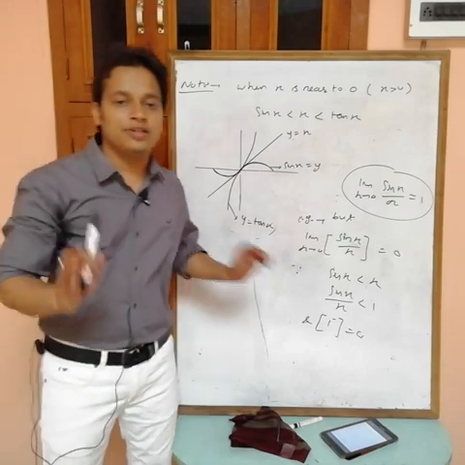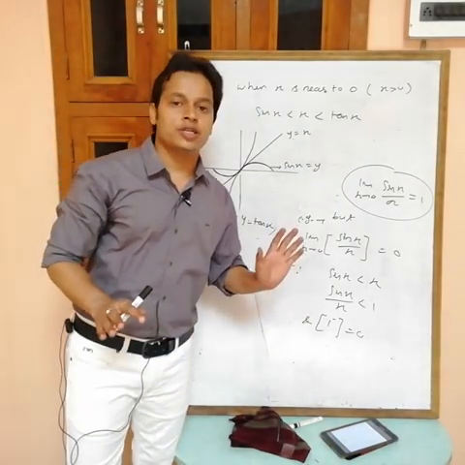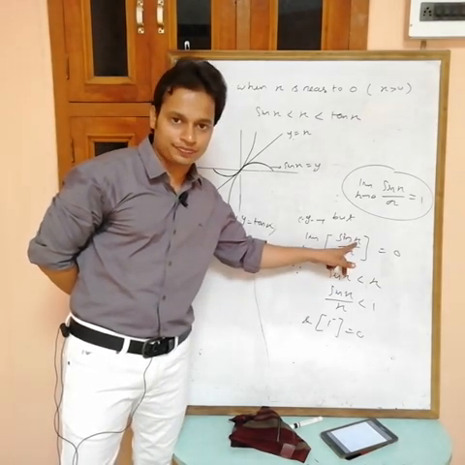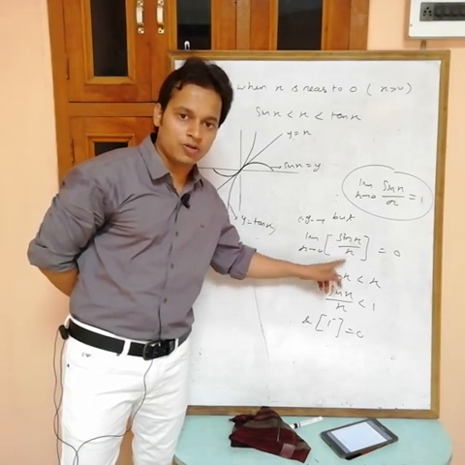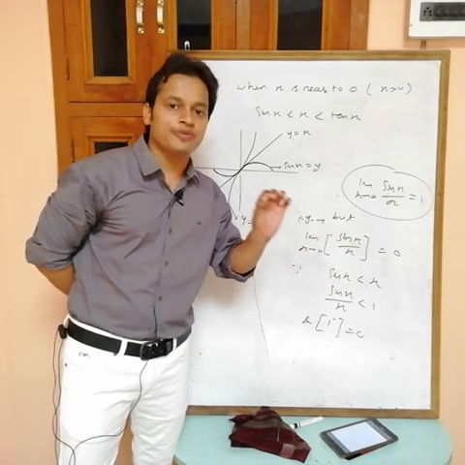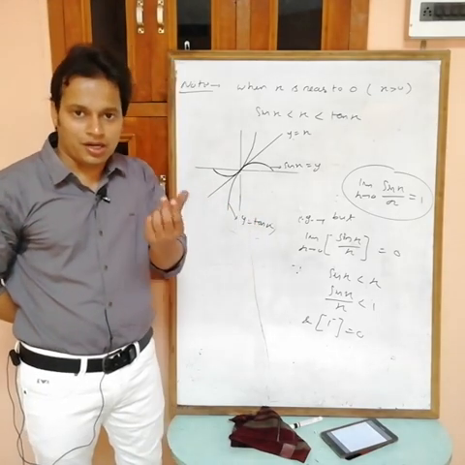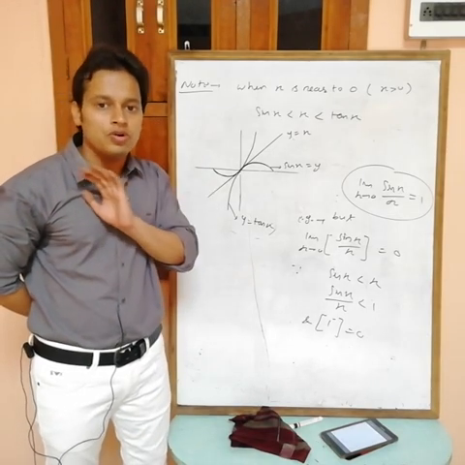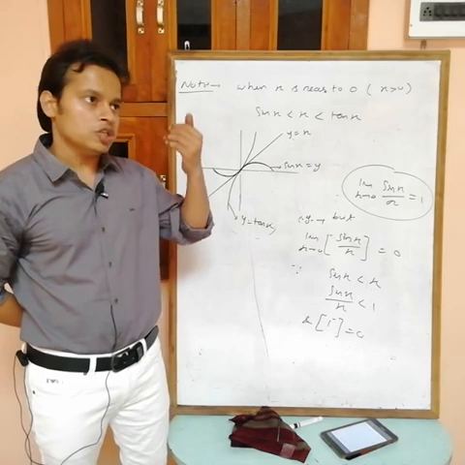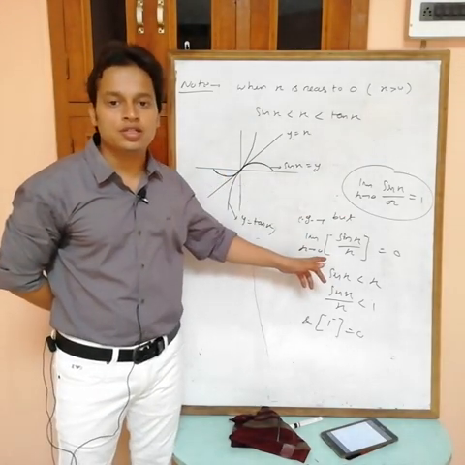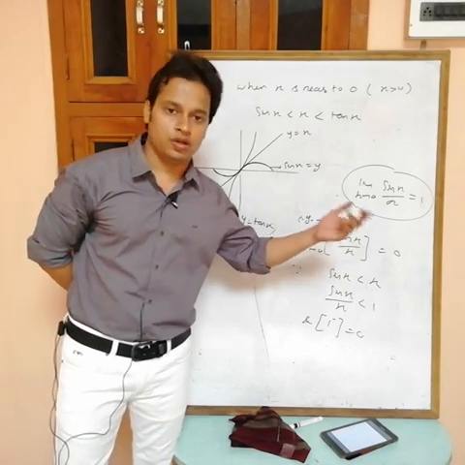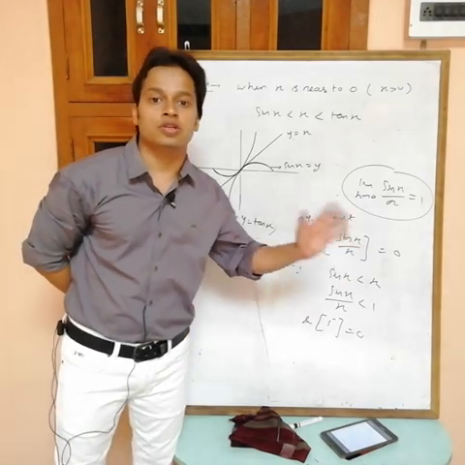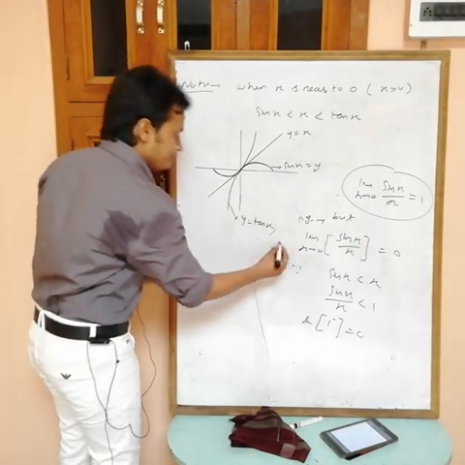Find LHL or RHL, it doesn't matter. For both you will get the greatest integer as 0. Suppose you are finding LHL, then x is 0 minus h. The minus outside and minus inside cancel out, and again you will get the sin h by h form, and here h is positive, so sin h by h is just less than 1. It is not exactly equal to 1, it is tending to 1, like 0.99999. If there is no greatest integer, then the value of this is equal to 1. But with the greatest integer, it is just less than 1, so the greatest integer of this is equal to 0.